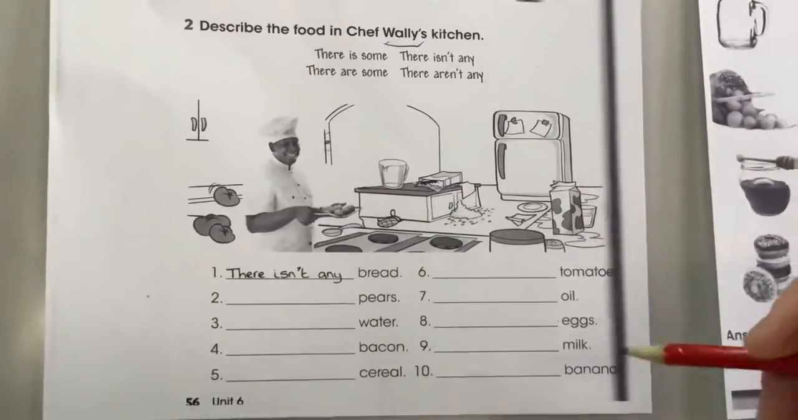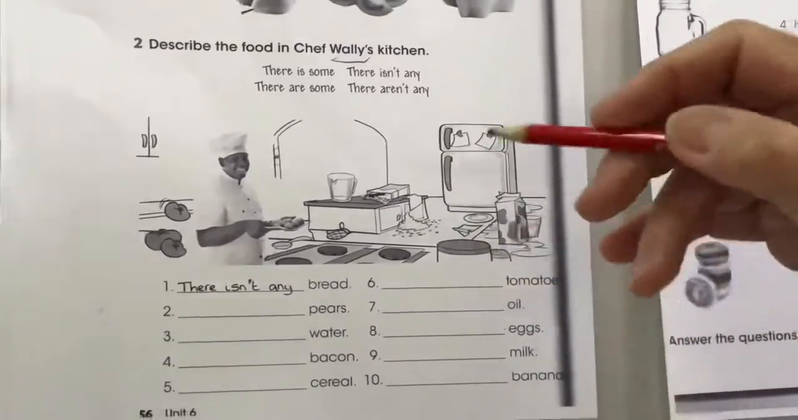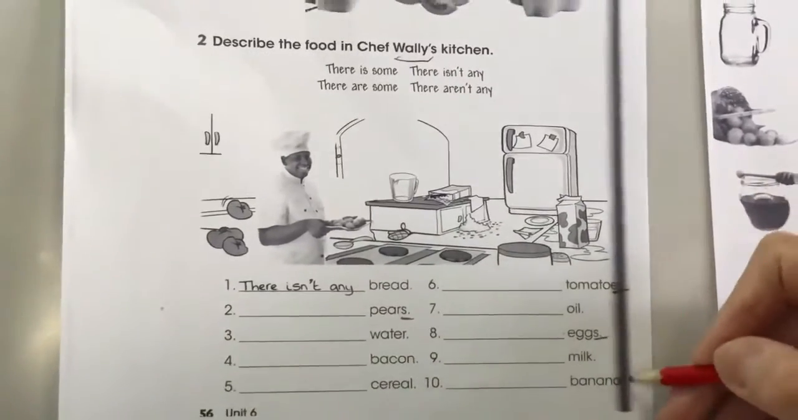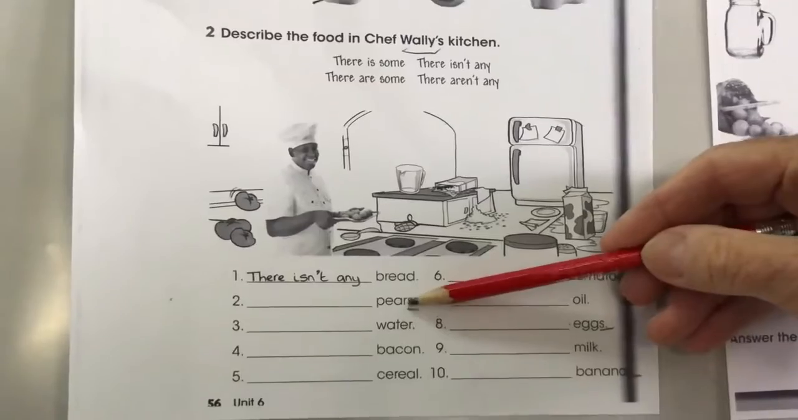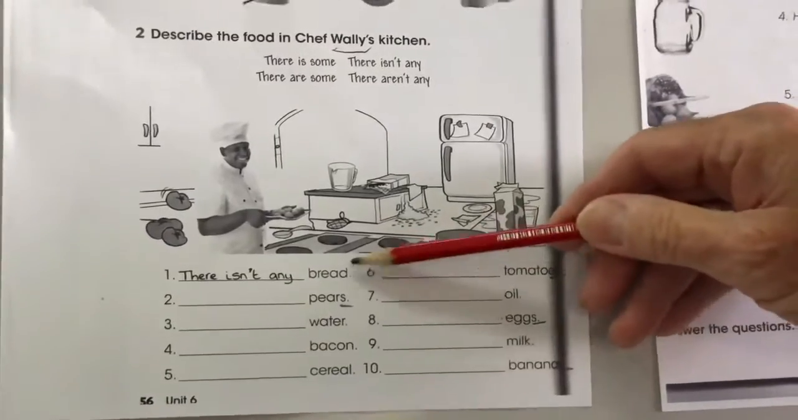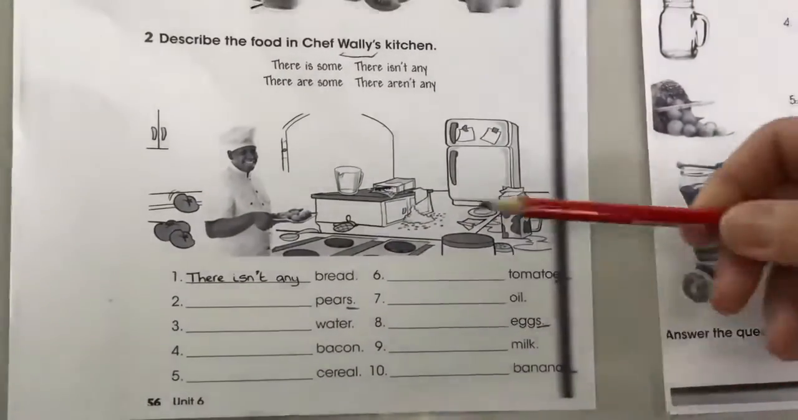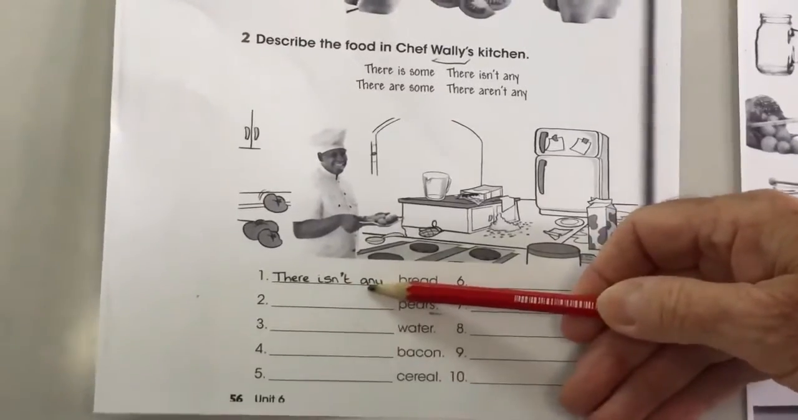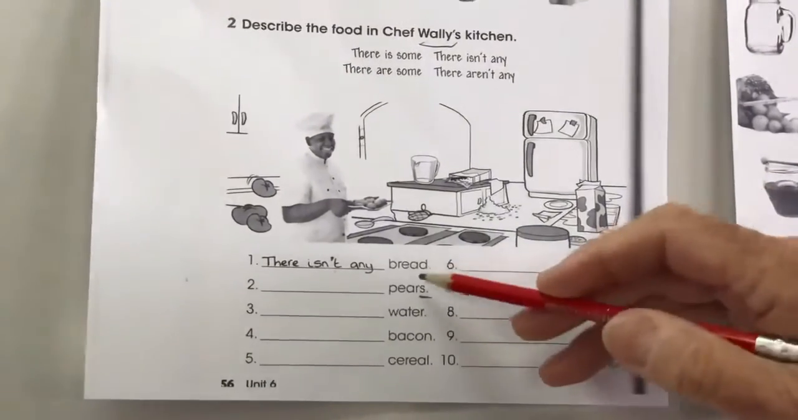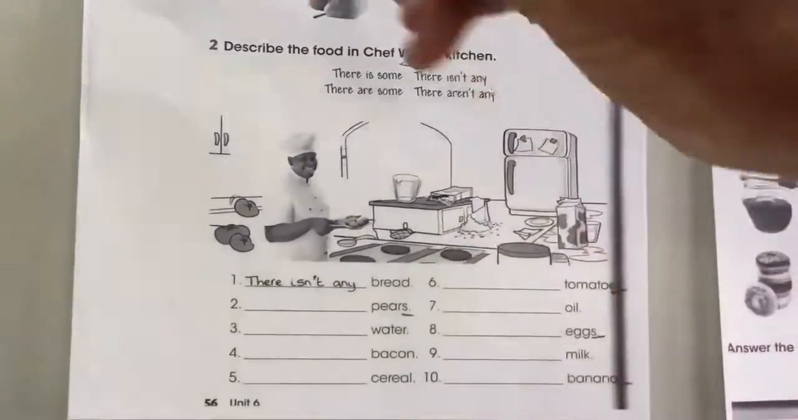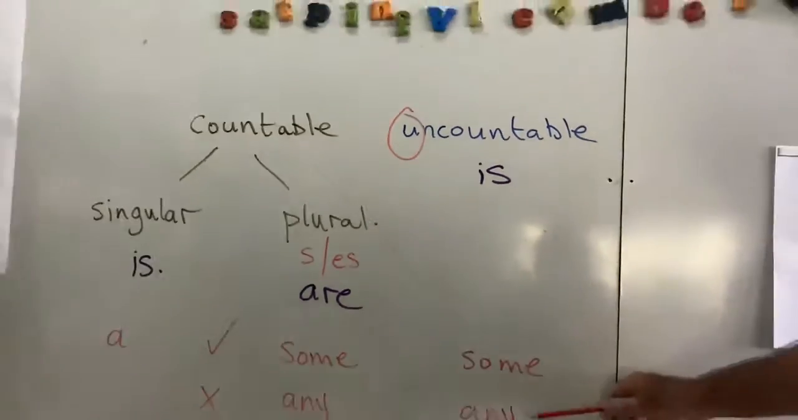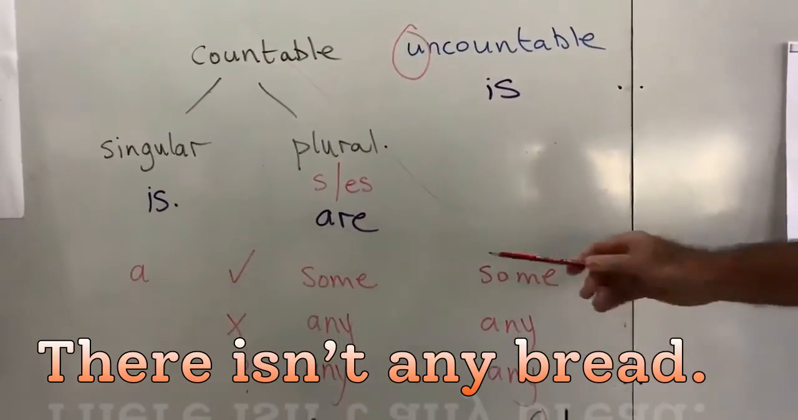If there's an S or ES on the end of the word, it's going to be countable and plural. There. So we know for those we're going to use are, and we're going to use is for the uncountable. Okay? And then any if we say no, some if we say yes. So let's have a look, shall we? Bread is uncountable, so if we go over here, uncountable, we know we must use is. To say no, we use any, so there isn't any bread.